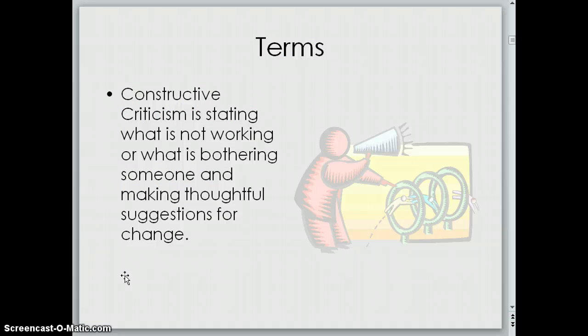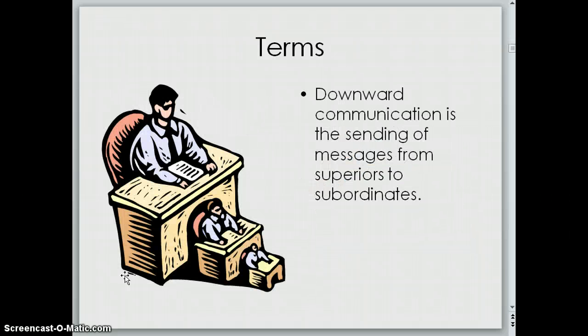Constructive criticism. First term. Stating what is not working or what is bothering someone, and making thoughtful suggestions for change. Keep in mind that these are thoughtful suggestions and not just unnecessary comments on what you think the person needs to do. All constructive criticism is only aimed to help better the person you're criticizing.